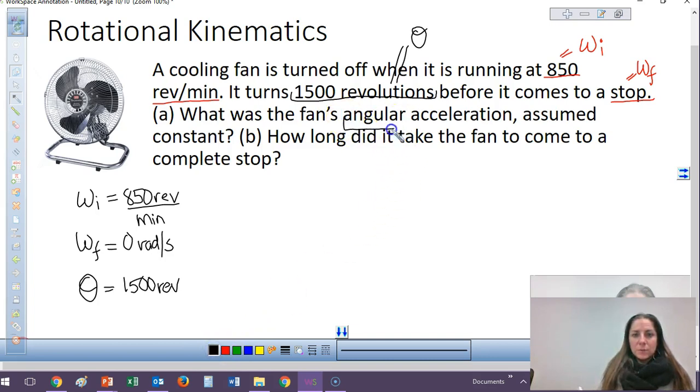So we're looking for, part A is looking for angular acceleration, and part B is looking for how long, the time.